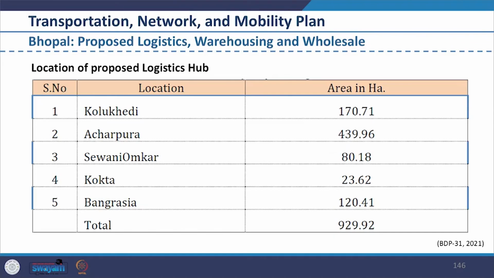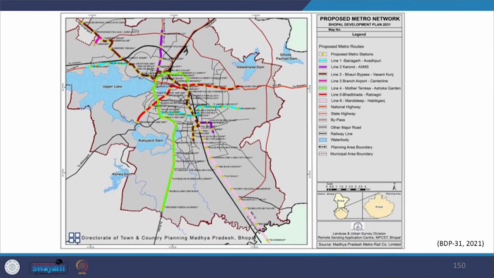There is a proposal for parking management, and a proposal for logistic warehousing and wholesale. We also see proposals for creating bridges, grade separation and ROBs. There is a proposal for public transportation including BRT corridor, non-motorized transport, and mass rapid transit corridors.